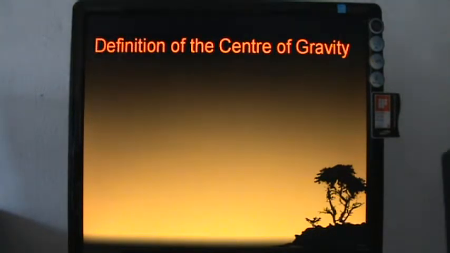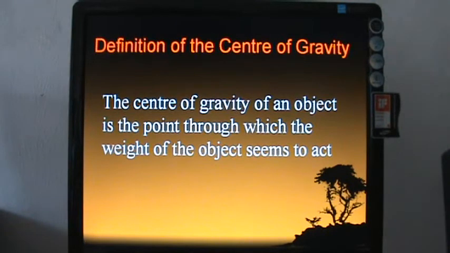So now let's define the center of gravity. What is the center of gravity? The center of gravity of an object is the point at which the weight of the object seems to act. The keyword is that the weight of the object seems to act on that single point. If you are carrying a boat in front of you, you can visualize that the middle point of the whole object is the center of gravity. If you have a cube box, the middle of the whole cube box is the center of gravity.